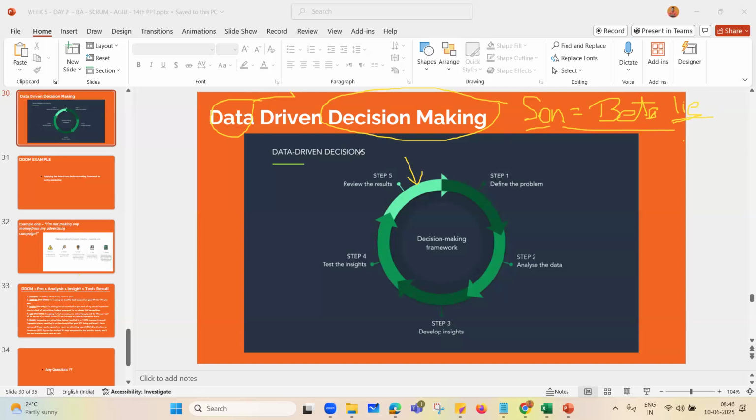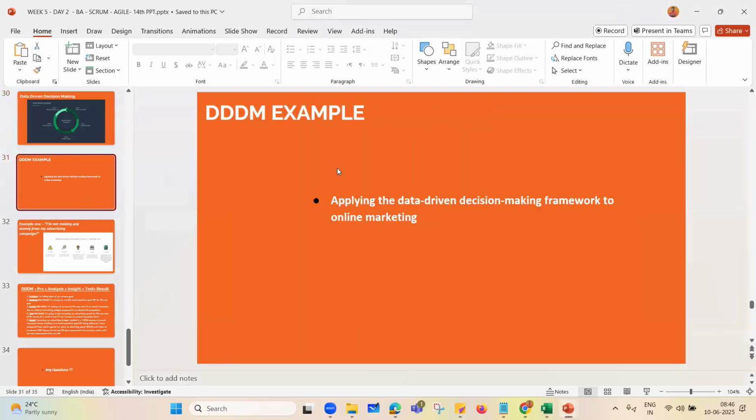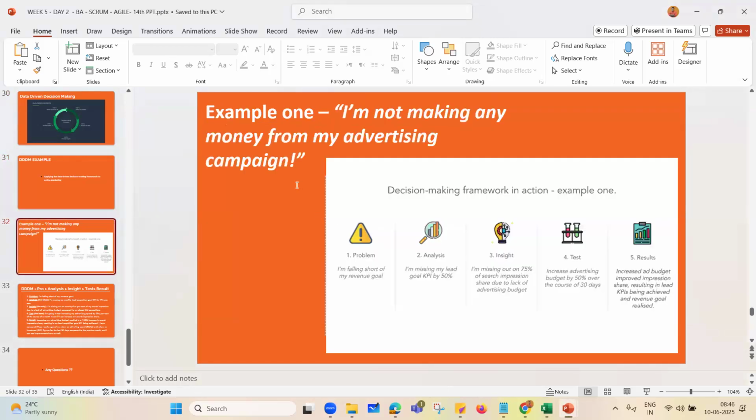Now, why did I say that? Because we are going to learn how strong this data-driven decision making is with one example. Let's jump to that example. It says, let's apply the data-driven decision making framework to online marketing. In online marketing, the problem is that the person who is coming with the problem is not making money from my advertising campaign.